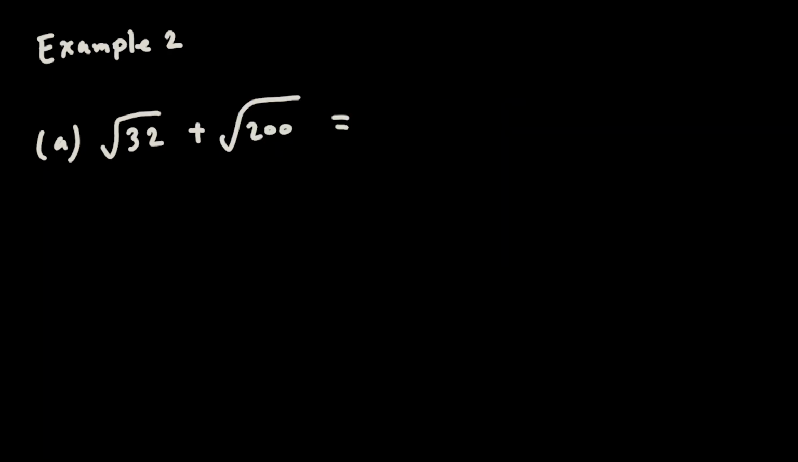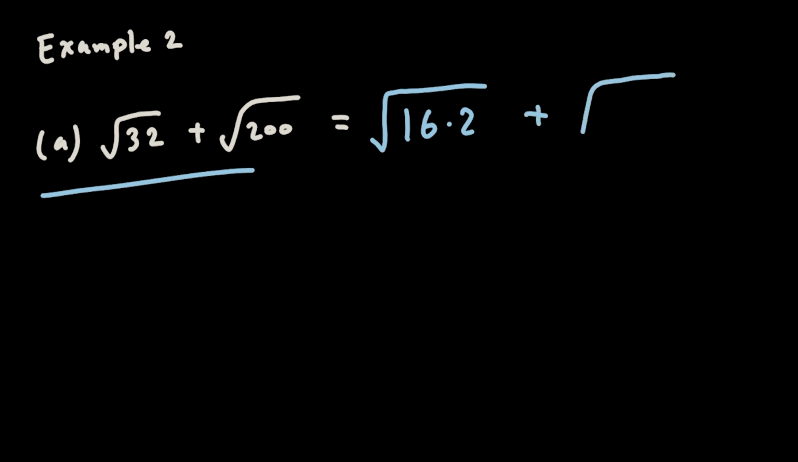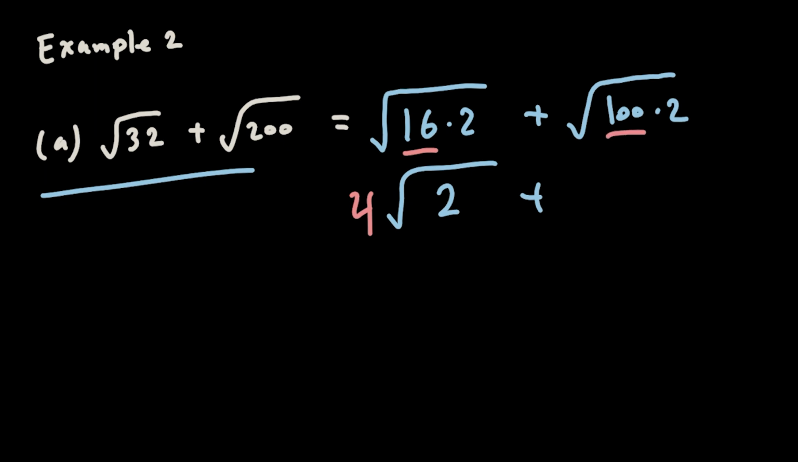Let's see example number 2. We have this expression here and we want to simplify it. We can rewrite it as the root of 16 multiplied by 2 plus the root of 100 multiplied by 2. We all know that we can bring 16 out as 4, so we have 4 root of 2 plus, and we can bring 100 out, so we will get 10, and here we have root of 2. So the final answer would be 14 root of 2.